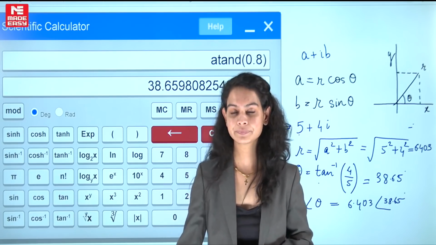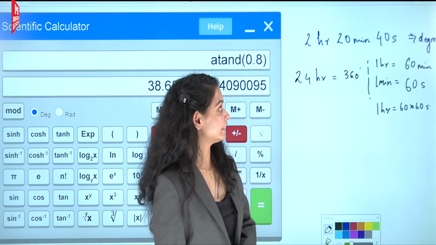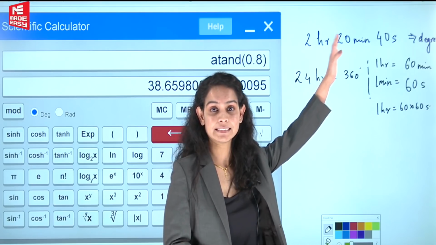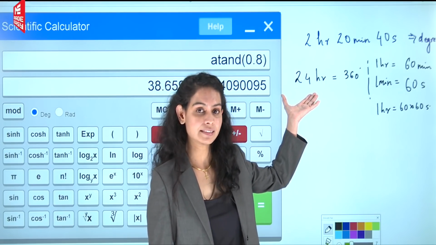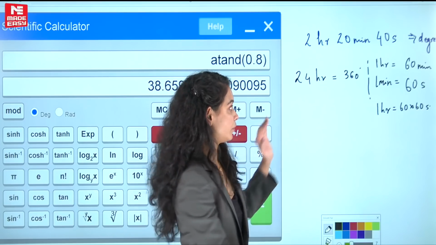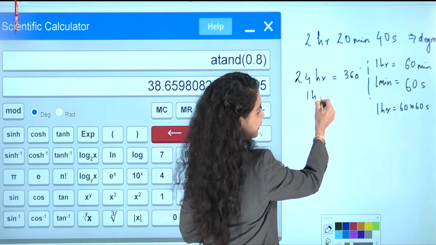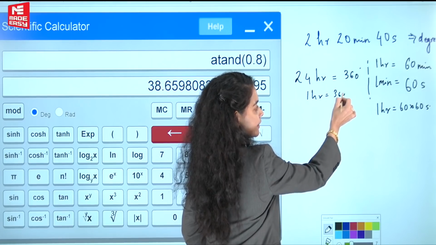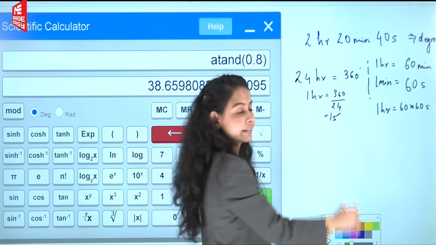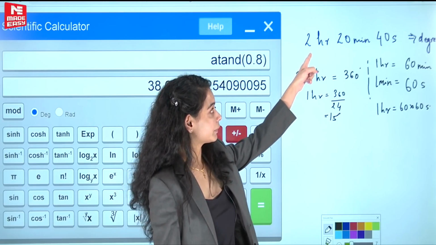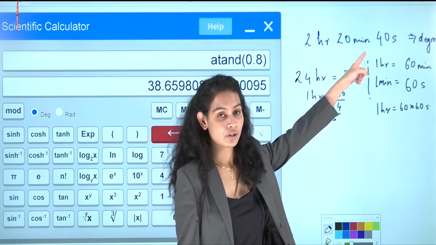The next operation that we'll see is conversion of hours, minutes and seconds to degrees. So to perform this, we know 24 hours is equal to 360 degrees. Now easily you can find out 1 hour will be equal to 360 divided by 24, which will be 15 degrees. Correct? Now what you are given is 2 hours, 20 minutes, 40 seconds.